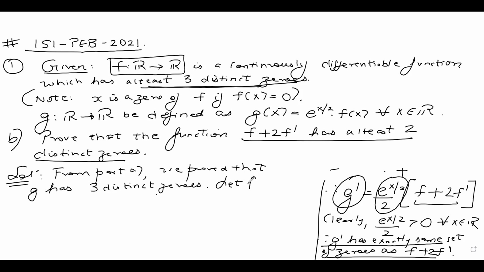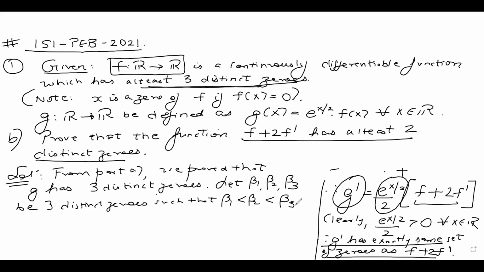So let me take them. I can say let beta 1, beta 2, and beta 3 be three distinct zeros such that beta 1 is less than beta 2 is less than beta 3. Suppose I take three distinct zeros of the function g. So beta 1, beta 2, beta 3 are the three distinct zeros such that beta 1 is less than beta 2 is less than beta 3.